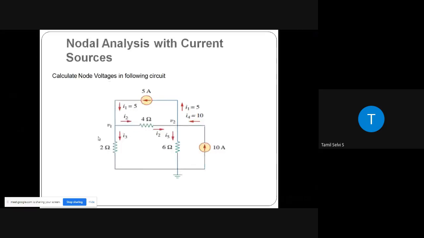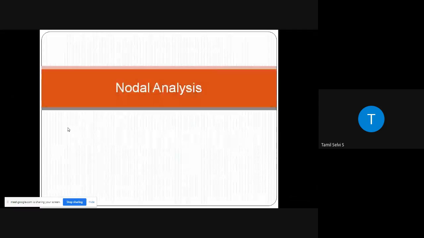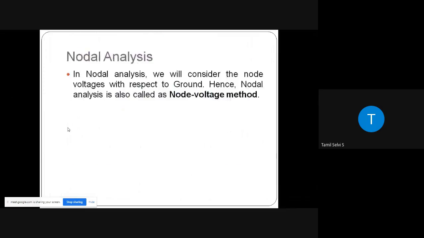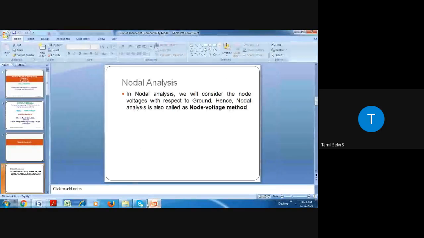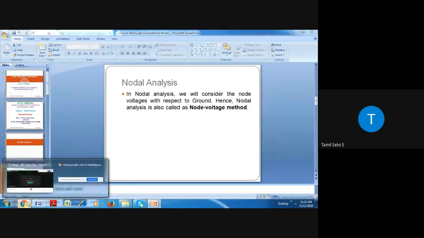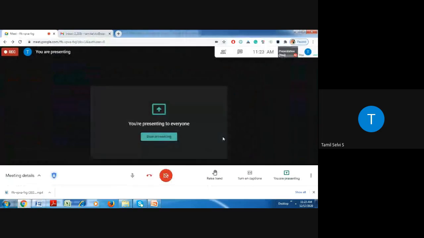This is nodal analysis. So this is a sample problem which we discussed in the nodal analysis.